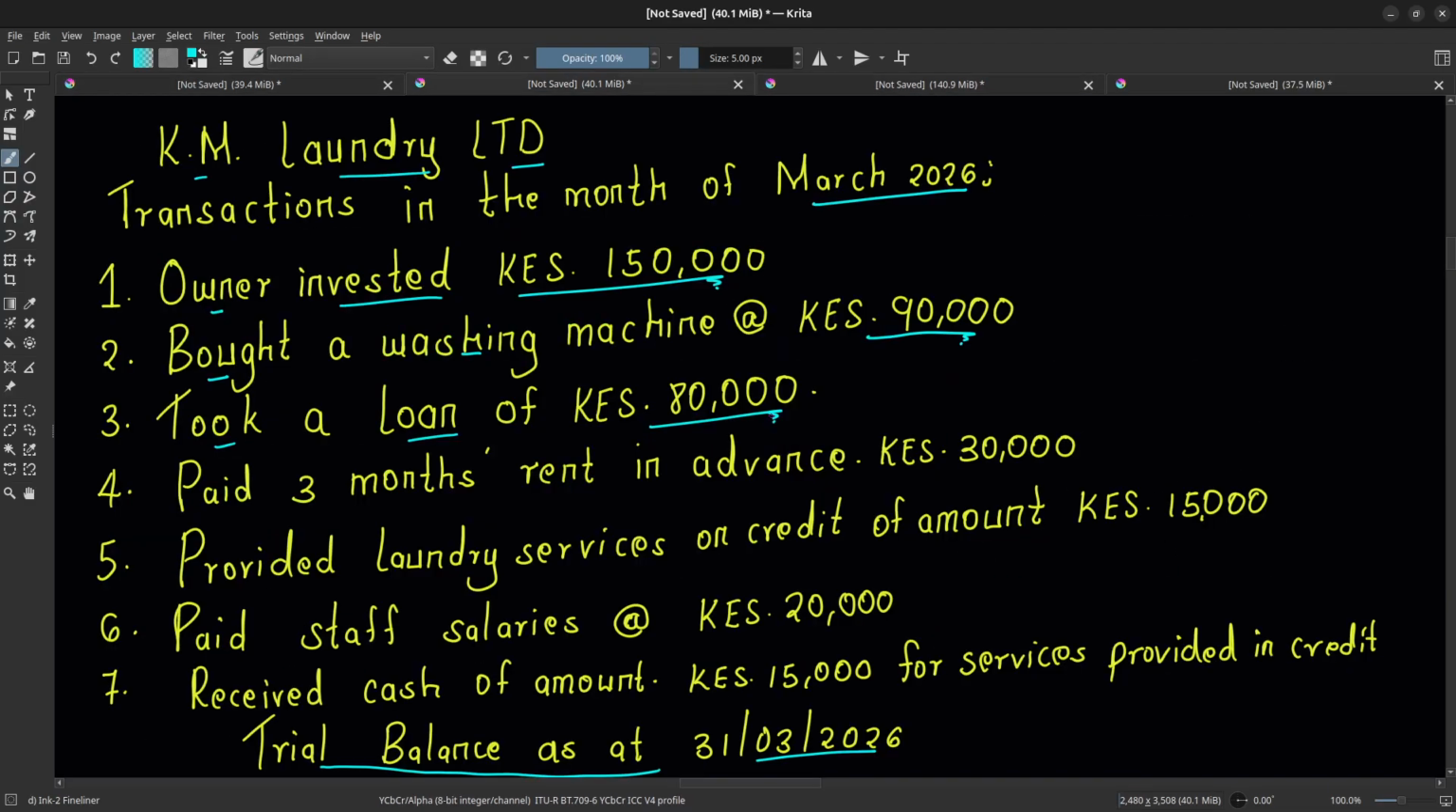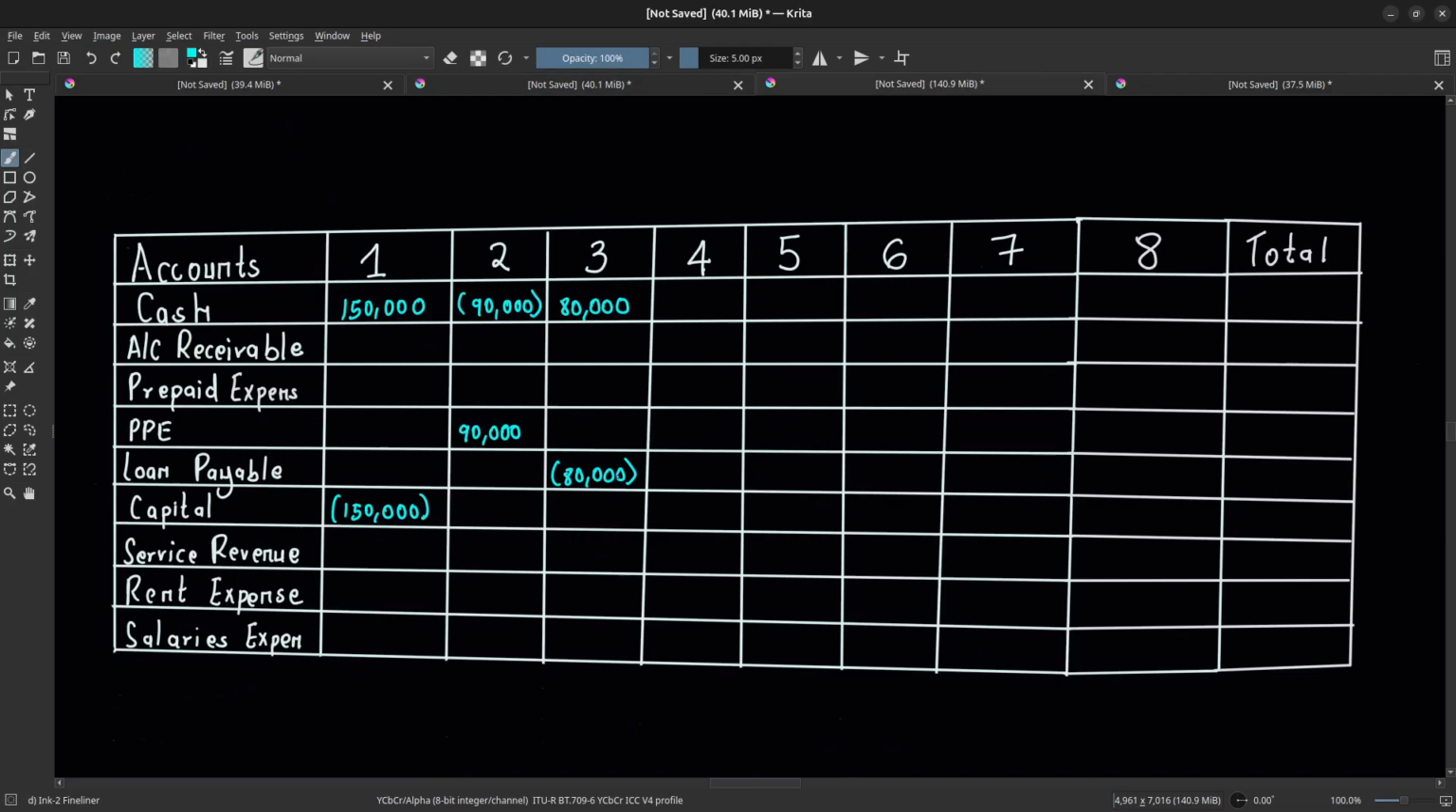Okay, then the business paid 3 months of rent in advance of Kenyan shillings 30,000. The business paid in cash, so you need to recognize a credit to that account 30,000, and you need to recognize this prepaid expense because you have prepaid something for 3 months. Okay, so you debit 30,000 to the prepaid expense account, which is basically an asset account.